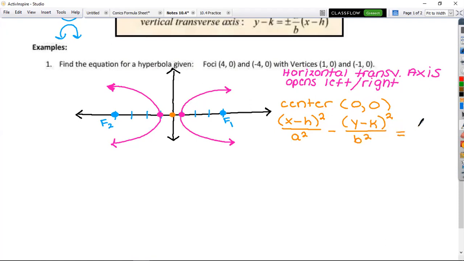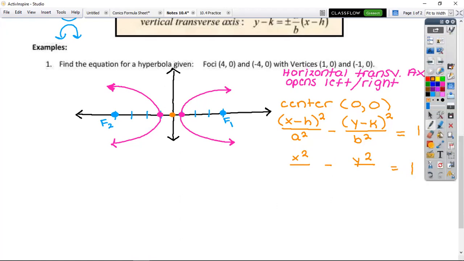Which means we need some information from this. Okay, so we need the a and the b. We already have the center, so if you want, you can start plugging that in. So my center would just be 0, 0. So right now I know x squared over something, and I also know y squared over an unknown b value at this point, and then this is equal to 1.